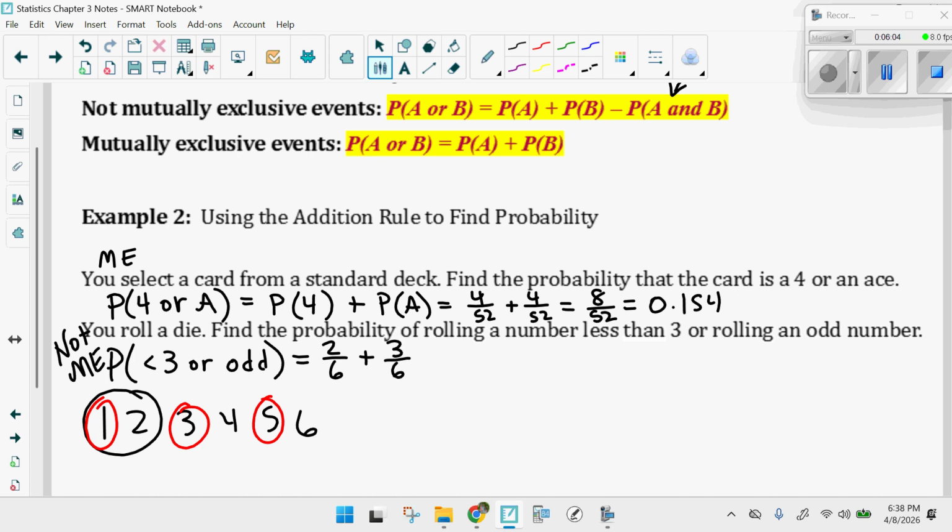But since that 1 is in common, I would subtract that out. So 1 out of 6, I would subtract out because I already counted that when I added up this 2 here. And so that's going to be 2/6 plus 3/6 minus 1/6, which is going to be 4 out of 6, or 0.667. So that would be our probability. So that 1 is making it so it's not mutually exclusive. That is part of both sample spaces.